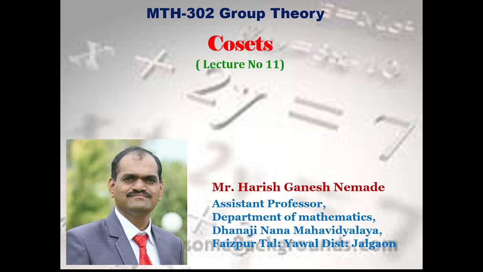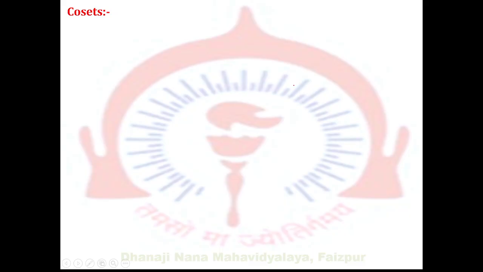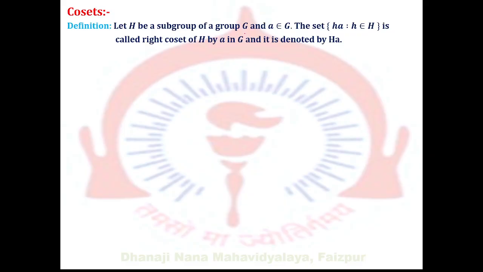So in this lecture, we see the topic cosets. So cosets are nothing but sets. Let H be a subgroup of group G and a belongs to G. Then the set of all ha such that h belongs to capital H is called the right coset of H by a in G. So here see that element a is on the right hand side of h.